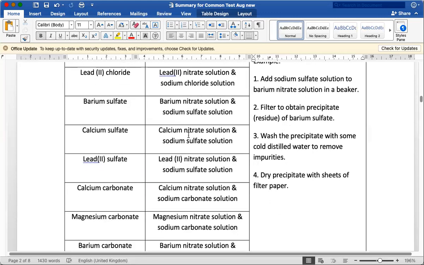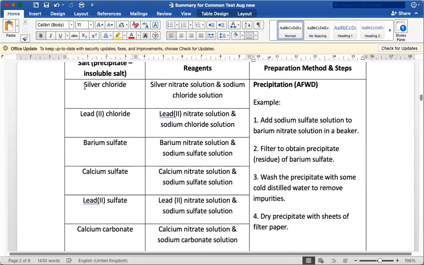This is my recommendation. Just remember, for example, you're given silver chloride. So what's the reagent? Just think of silver nitrate. Lead chloride, just think of lead nitrate. So always relate to a salt that has nitrate. It will be easier to remember.